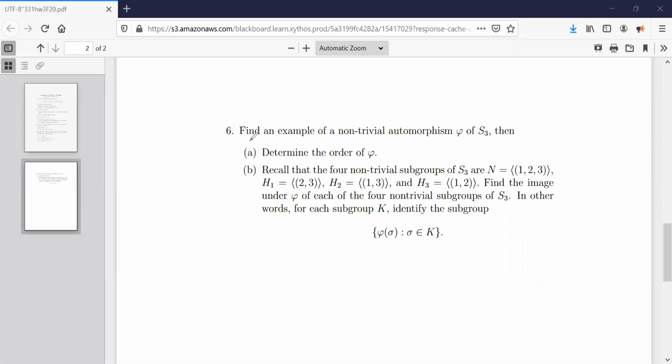So find an element of a non-trivial automorphism phi of S3, then determine the order of phi, and recall, what is a non-trivial automorphism?